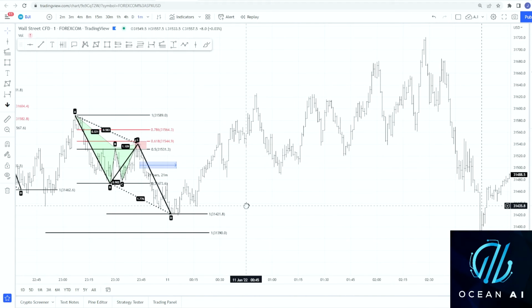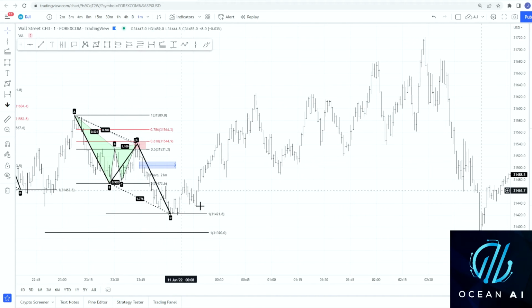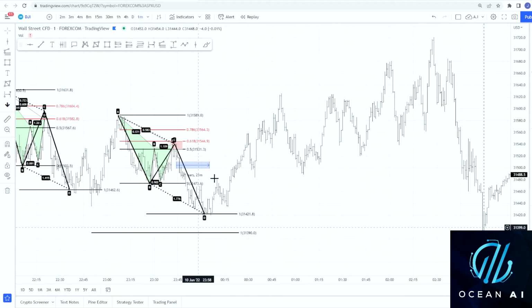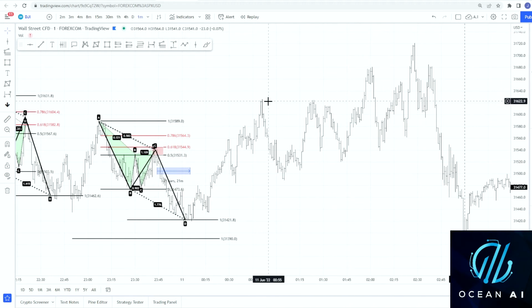Then from there, we had this pullback here. If you want to get really finicky, there's a little ABCD in here, pull back to the 60%, and that rallied off. So we had this one that rallied off nicely from there. Then we had a pullback here, nothing really to get in there.